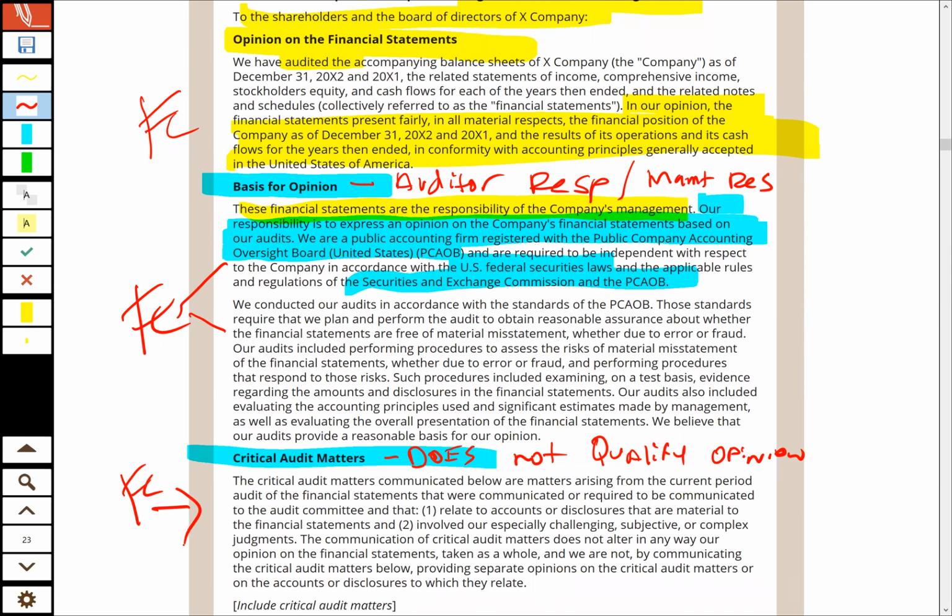But again, just like we said for the unmodified, you're going to make a flashcard for every one of these paragraphs here, and then you're going to be able to sit there and recite them word for word so that you know that if a qualification comes up, if an adverse or disclaimer situation comes up, then we know how to tweak this report accordingly for those circumstances when they arise.